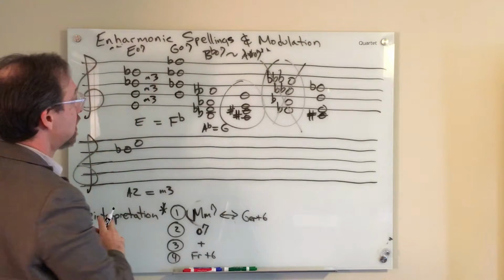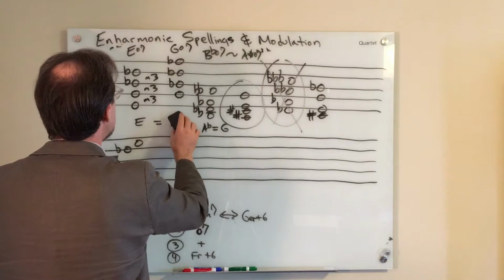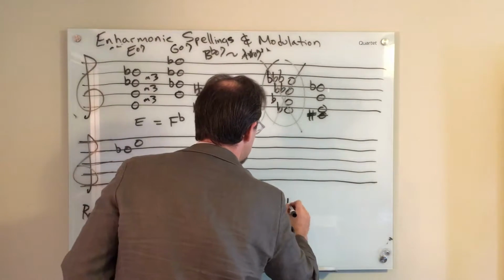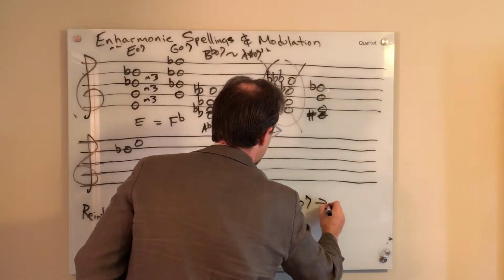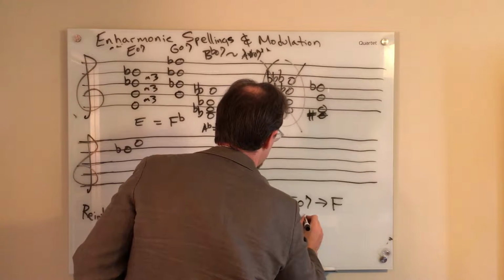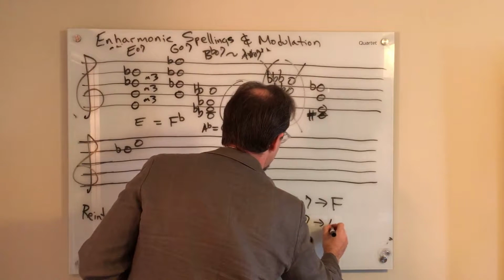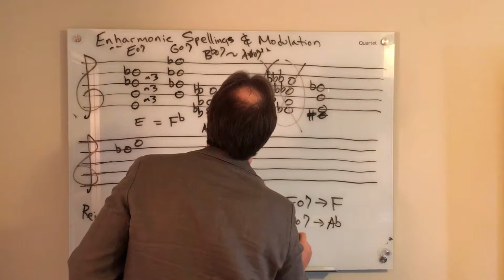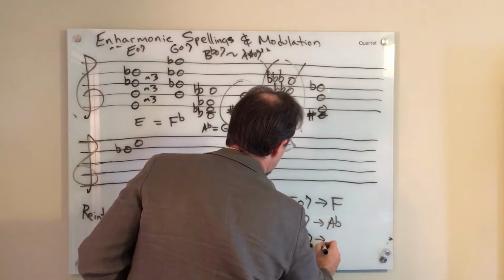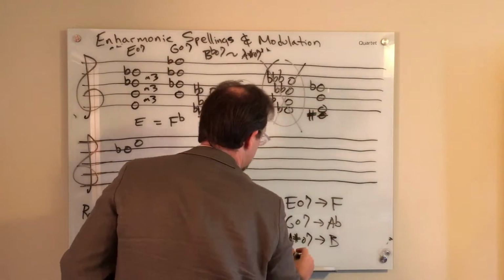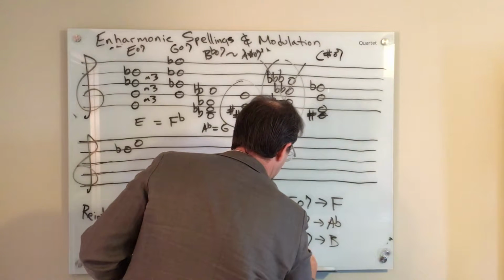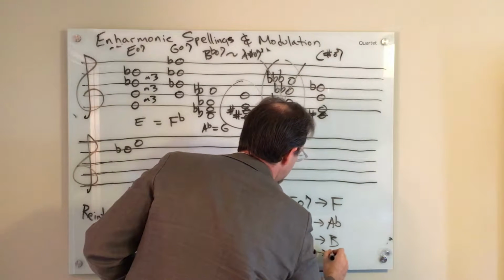And what that means is that if you see an E diminished 7 chord, and let's just rewrite that, you'd expect that to go to F. And a G diminished 7, you'd expect to go to some kind of A flat. And let's say we call it A sharp diminished instead of B flat diminished. We'd expect that to go to some kind of B. And C sharp diminished 7, we'd expect that to go to some kind of D.